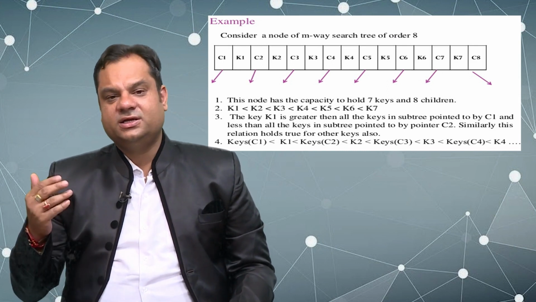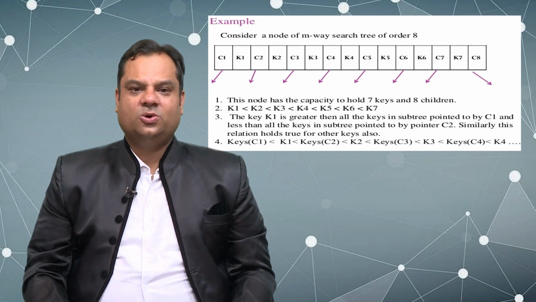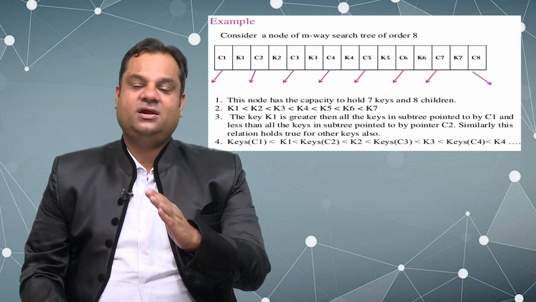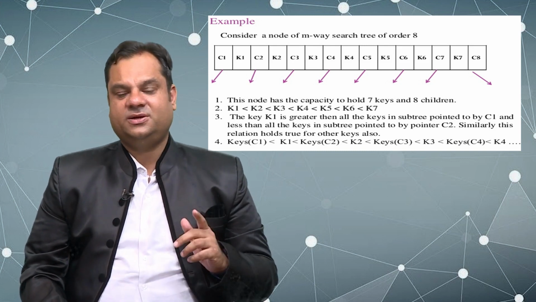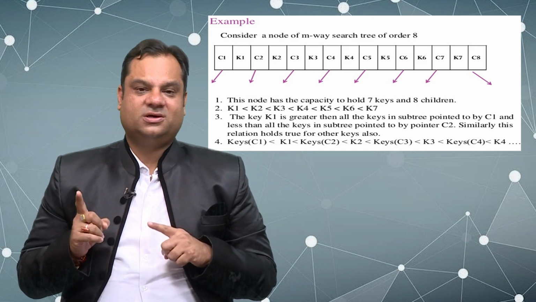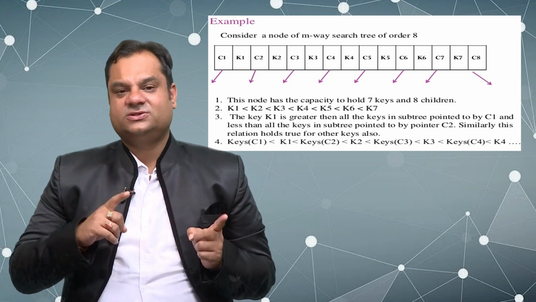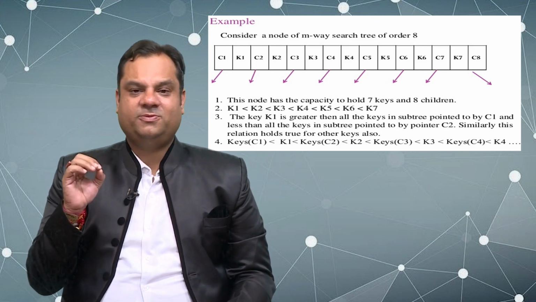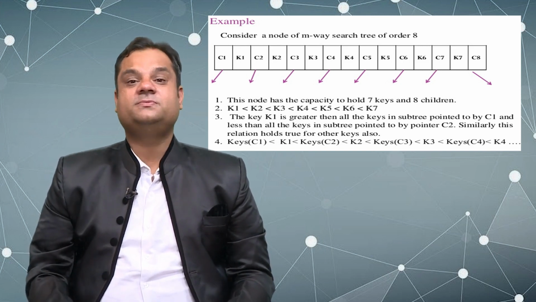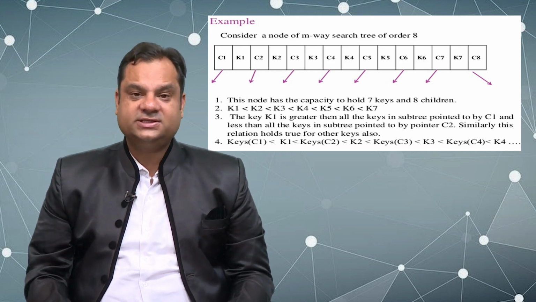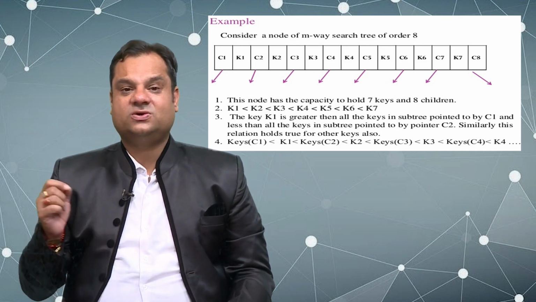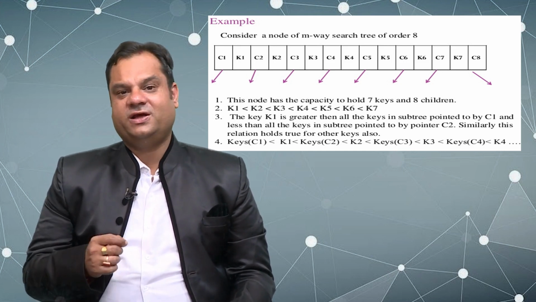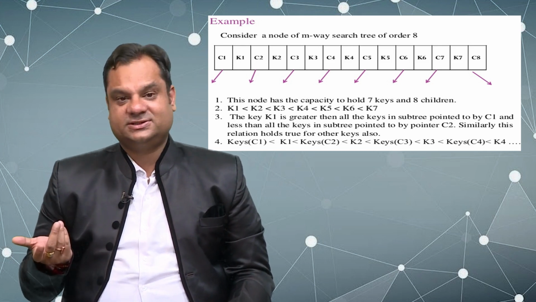This node has the capacity to hold 7 keys and 8 children. You always remember one thing: the number of keys is 1 less than the number of children. Suppose here we produce 8 children, so the maximum keys present in the structure is 7. So keys equal children minus 1, or we can say children equal keys plus 1. Suppose keys are 5, so the children value is 6.